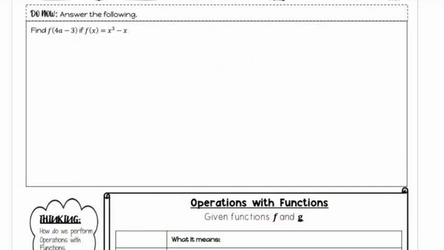So today's do now, what we are asked to do is answer the following, and I am going to give you some time to do this, and we will see if we end up at the same answer.